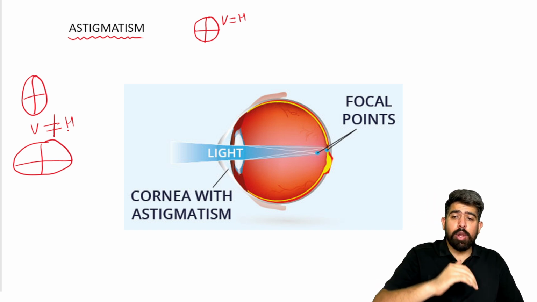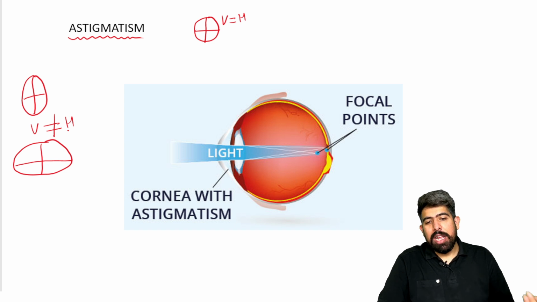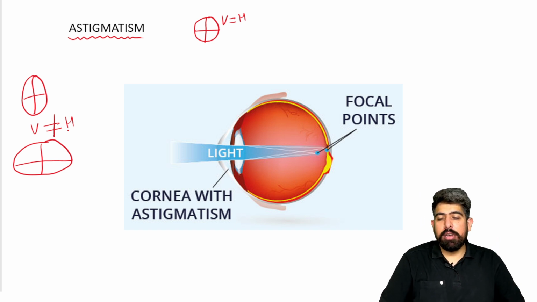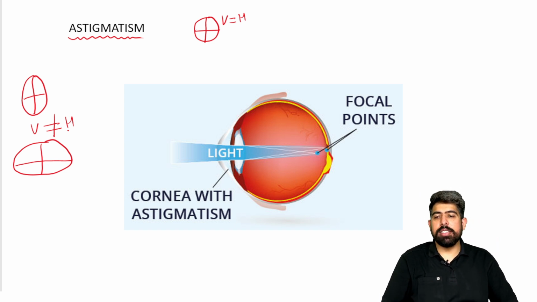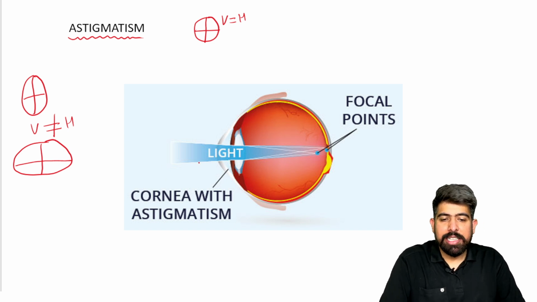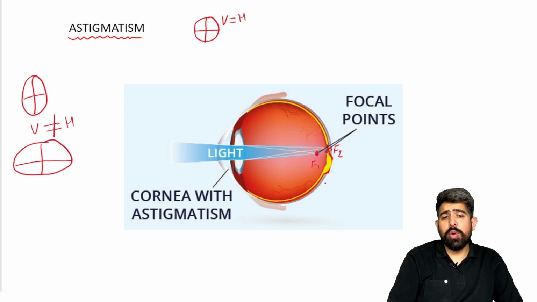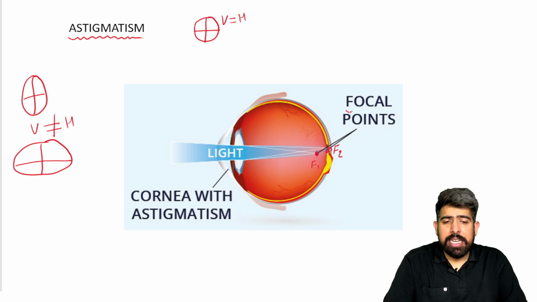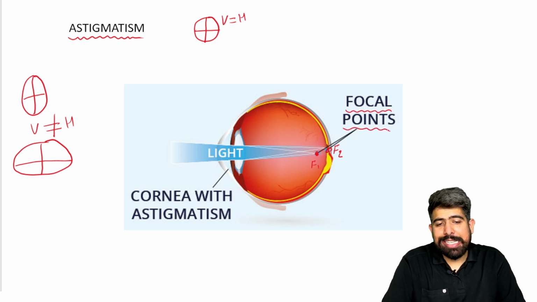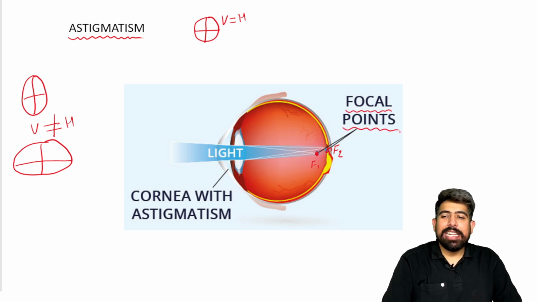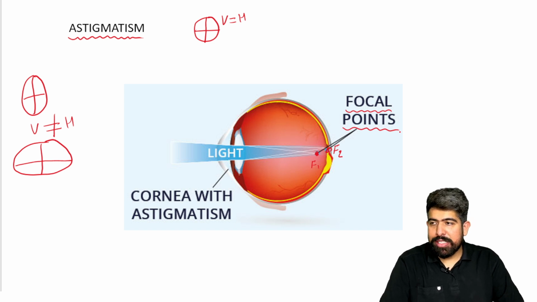The vertical axis will make a focal point, and the horizontal axis will make a different point. So you can see this cornea with astigmatism, and you can see the light rays passing. It is making the focus point F1 here, and one focus point on the retina, which is F2 here. So there are two focal points. In any such condition, it is known as astigmatism. What is this known as? It is known as astigmatism. Did you understand astigmatism?